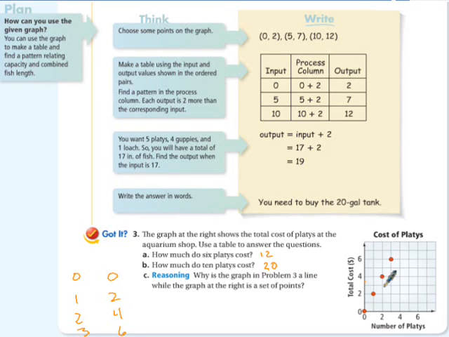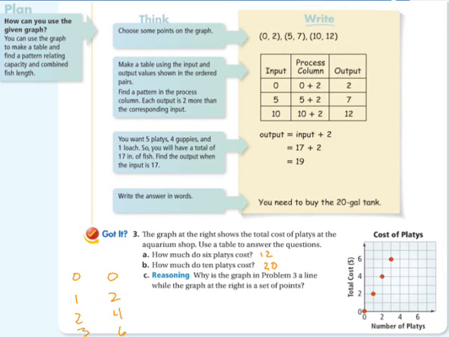The question says, why is the graph in problem 3 a line while the graph at the right is a set of points? It's a good question. Why is that? Take a second, think about that, see if you can come up with an answer. Pause the video here and come up with an answer to 3C.